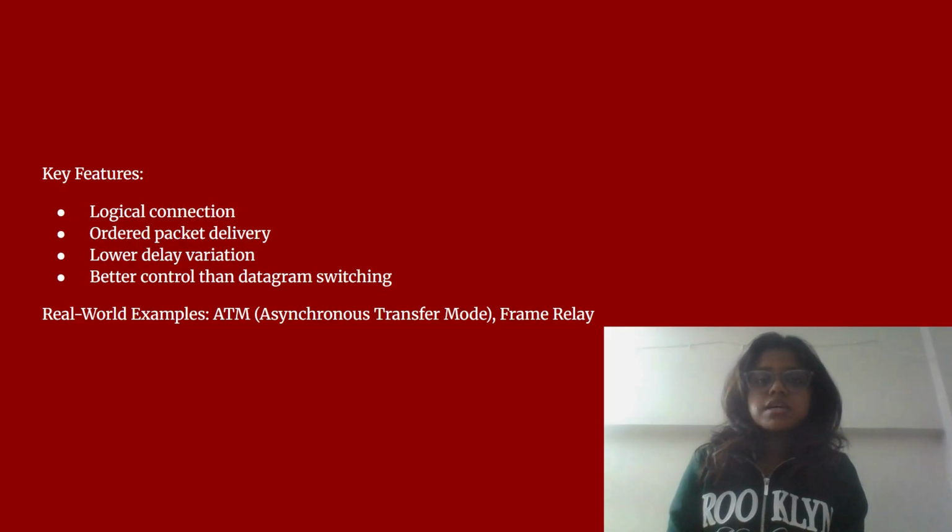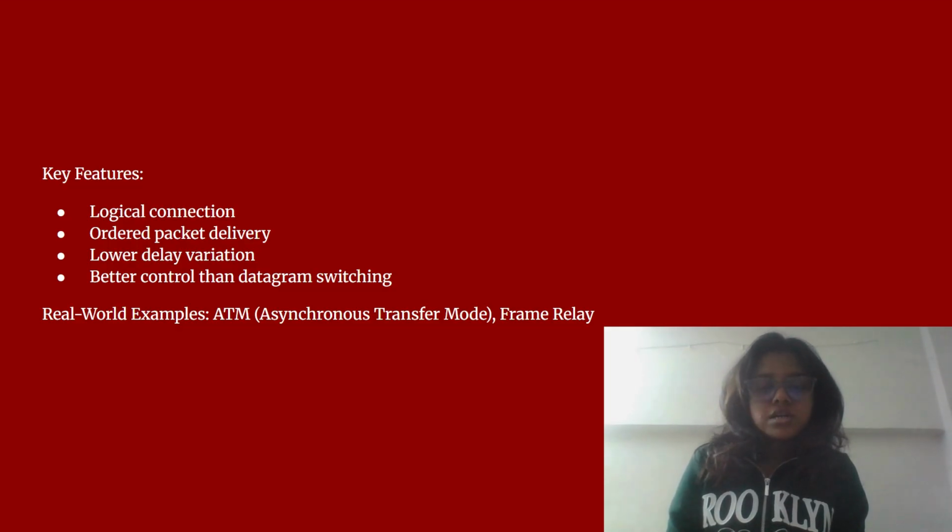The first phase is the circuit establishment phase, where the network identifies a suitable path between the source and the destination and reserves the required resources such as bandwidth and switches. During this phase, no data is transmitted. The network only focuses on setting up the communication.